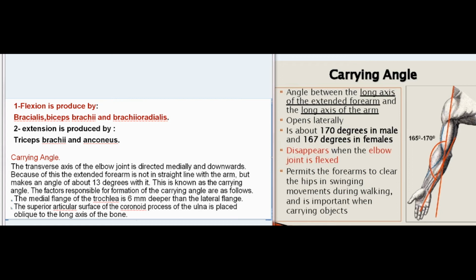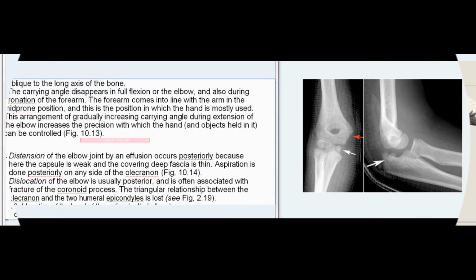The superior articular surface of the coronoid process of the ulna is placed oblique to the long axis of the bone. The carrying angle disappears in full flexion of the elbow, and also during pronation of the forearm. The forearm comes into line with the arm in the mid-prone position, and this is the position in which the hand is mostly used. This arrangement of gradually increasing carrying angle during extension of the elbow increases the precision with which the hand, and objects held in it, can be controlled, Fig 10.13.